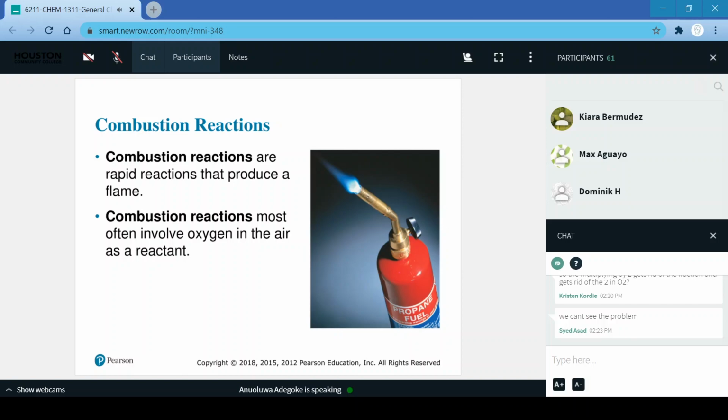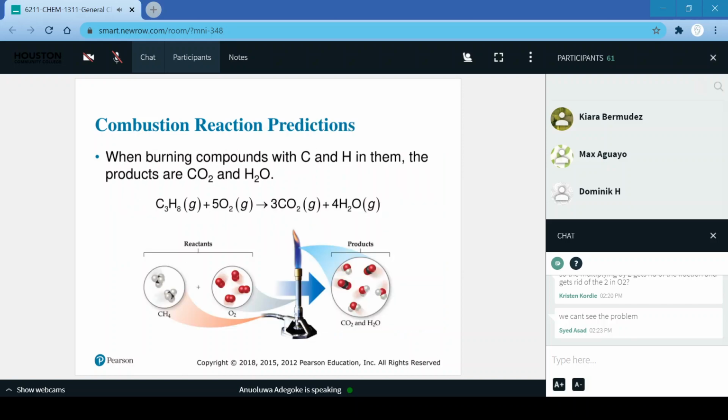And lastly, combustion reaction. Basically, these are very high energy reactions because they involve a lot of release of energy, in the form of heat sometimes. And combustion reactions often involve using O2 in the air as a reactant. So whenever you use O2 in the air as a reactant, you form carbon dioxide and water. So for combustion reaction, the products are always carbon dioxide and water.